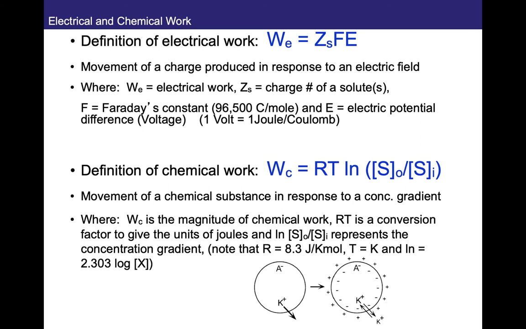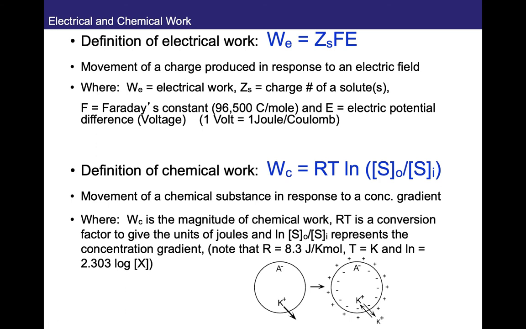So these two work terms now have to be equal to each other. The electrical work eventually is going to equal the chemical work. Okay, so we're going to set these equal to each other in just a second, but we have to define them. What is the electrical work? Remember, think about that electrical force. It's going to be equal to the charge number of a particular solute, and I will give that to you on an exam. You don't have to memorize that. For sodium, it's one positive charge. For calcium, it's two positive charges. So the Z would actually be two if we were trying to calculate the equilibrium potential for calcium.